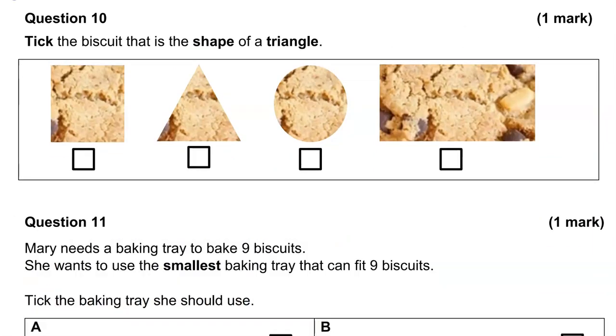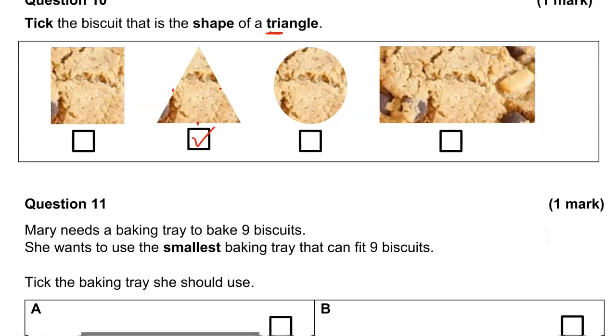Take the biscuit that is in the shape of a triangle. So triangle looks like and probably sounds like 3. So it has 3 sides. The shape has 3 sides and 3 angles. So that's this one here.